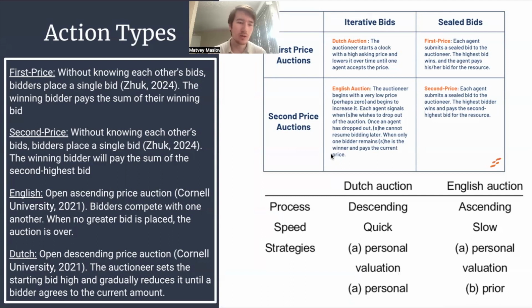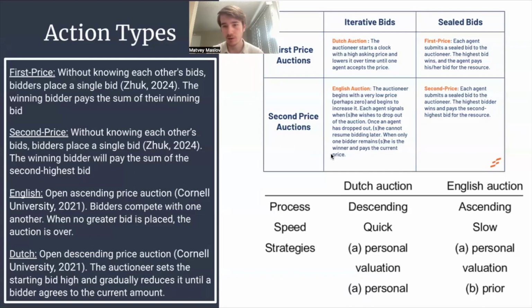And then when it comes to the English auction, it is an open ascending price auction, which is the most widely known and the most traditional one, where bidders compete with one another. When no greater bid is placed, the auction is over, and the last bidder receives the actual product they were bidding for. When it comes to the Dutch one, it is in descending order, where the auctioneer sets the starting bid up high and then gradually reduces it until a bidder agrees to the specific amount that was set.